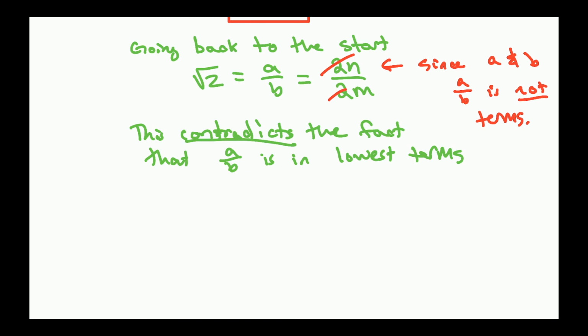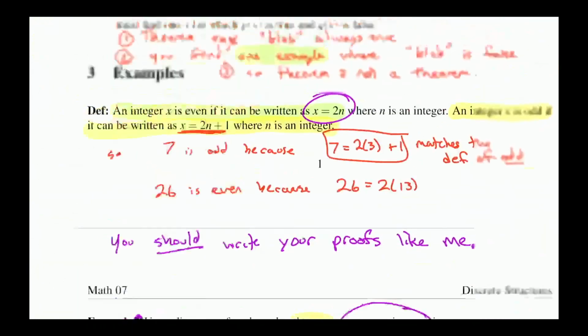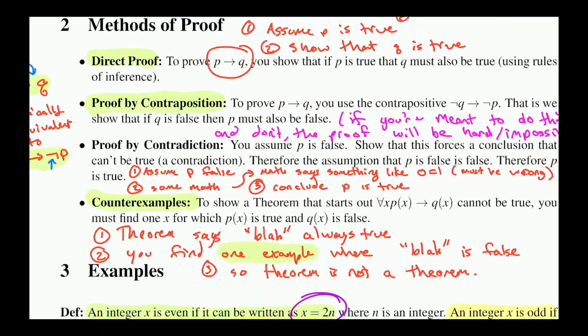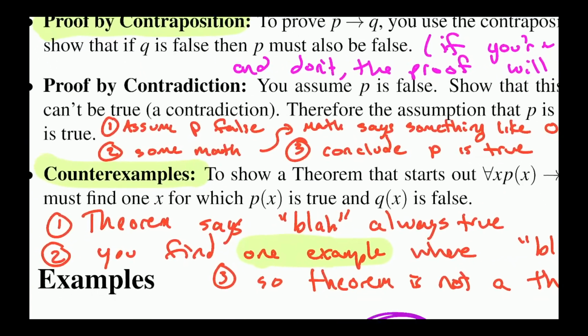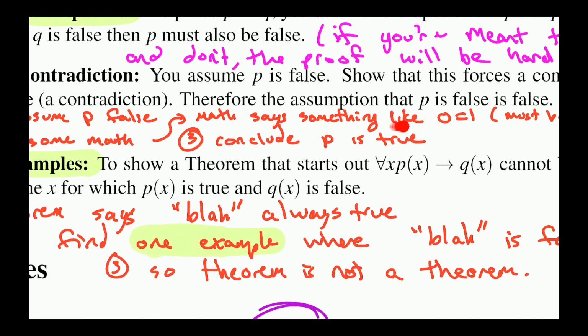Right? That's the contradiction. Now, what do you do after you find a contradiction? Look at how we do a proof by contradiction. Proof by contradiction: assume P false. Math says something like 0 equals 1. Specifically, what we got is math says something that was in lowest terms is not in lowest terms. What do we do? Conclude P is true, right? So literally, as soon as you find the contradiction, you just go back and say whatever you assumed, now the opposite.